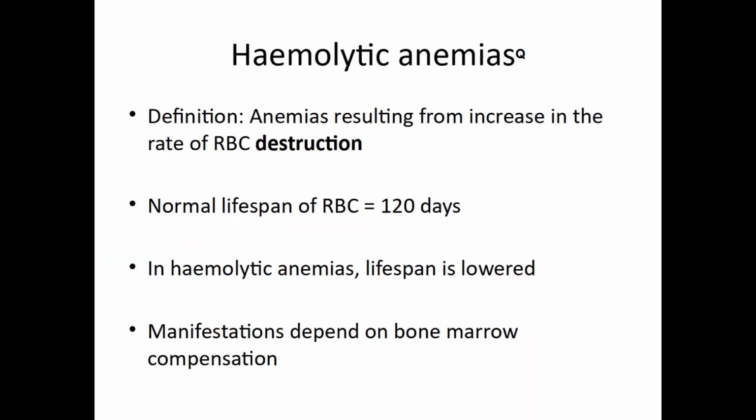Coming to the topic for today's class, which is hemolytic anemias. These are the anemias which result from increase in RBC destruction. The normal lifespan of RBCs is 120 days, and in hemolytic anemias it is much lesser due to destruction of RBCs. And the various manifestations of hemolytic anemias depend on how the factory, that is the bone marrow, is compensating for the anemia.